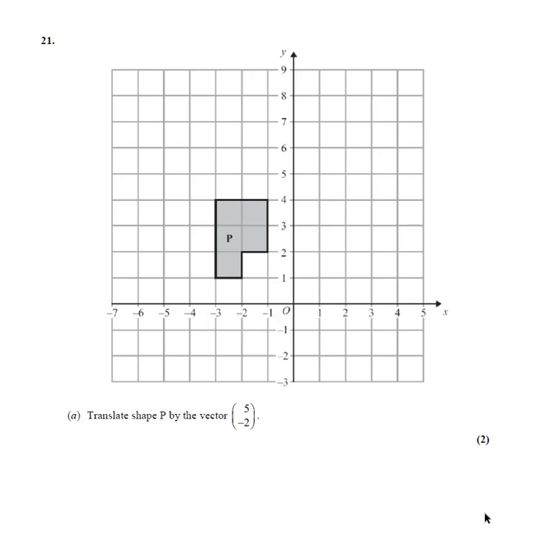21. Translate the shape P by the vector (5, -2). Now, a translation is basically a slide. And these numbers tell you how far along and up to slide the shape. 5 means 5 to the right. If it was -5, it would be 5 to the left. -2 means 2 down, plus 2 would be 2 up. So basically, all the corners of this shape are going to go 5 squares to the right and 2 down.